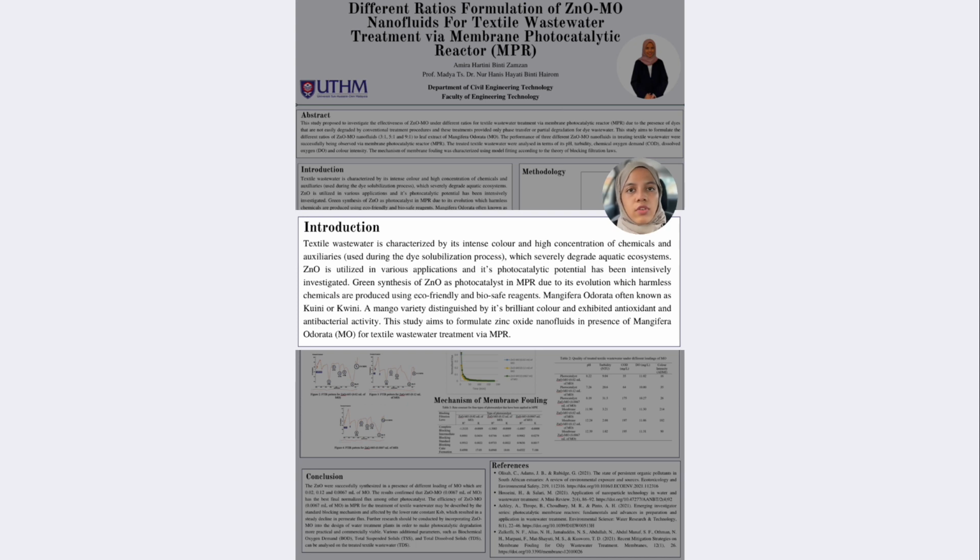Zinc oxide's photocatalytic potential has been intensively investigated due to its favorable properties, which include a high excitation binding energy, a large surface area, a high degree of reactivity, non-toxicity, photosensitivity, and chemical stability. Green synthesis of zinc oxide as photocatalyst in MPR is due to its evolution, in which harmless chemicals are produced using eco-friendly and biosafe reagents. It is also a feasible alternative to physical and chemical processes.